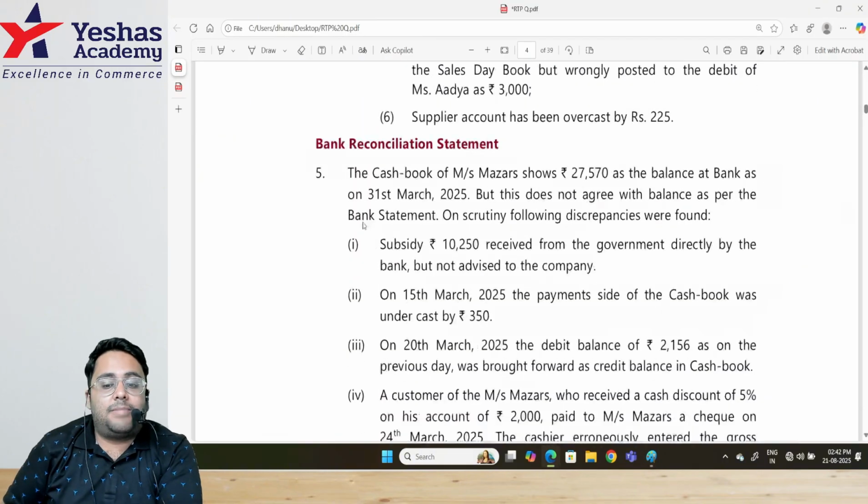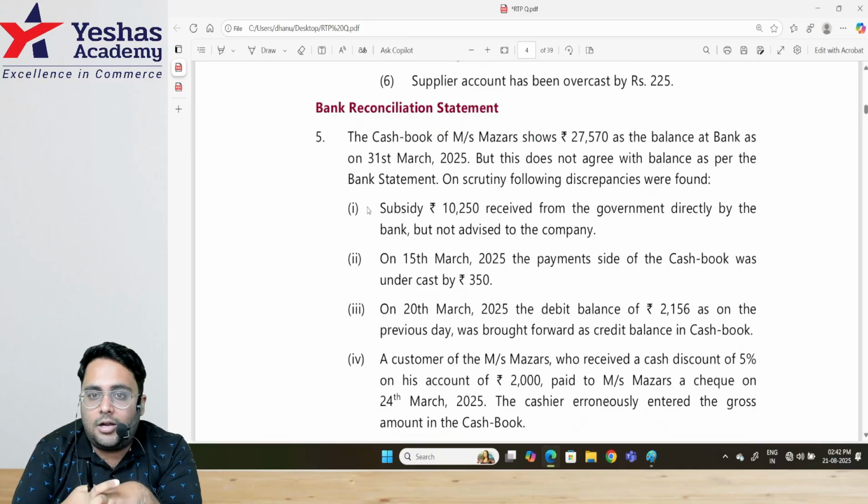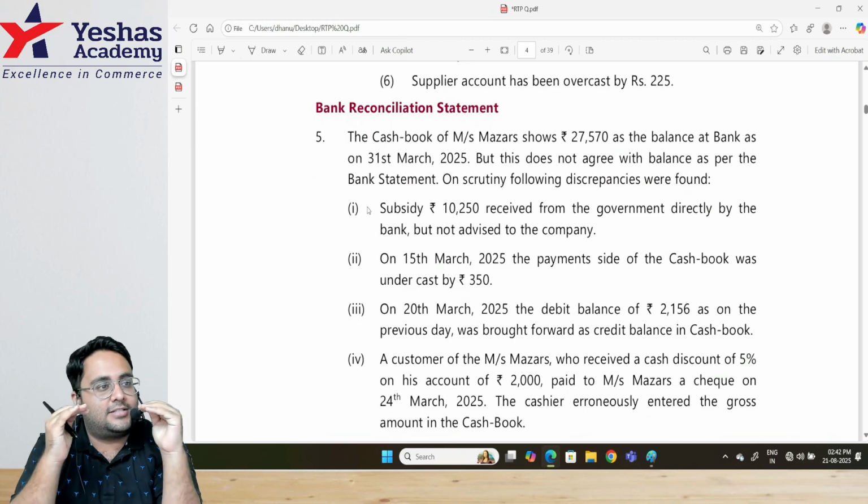One of my favorite questions, bank reconciliation statement. Not this question, but the chapter as a whole. I do not want anyone to lose marks. Let me see how many of you get all elements correct. Ready to do your Bharatnatyam? Very good. Very nice. People are ready.